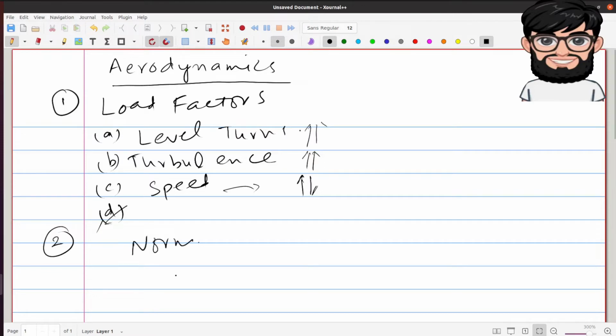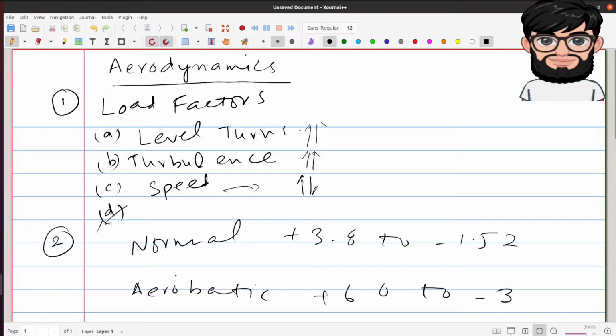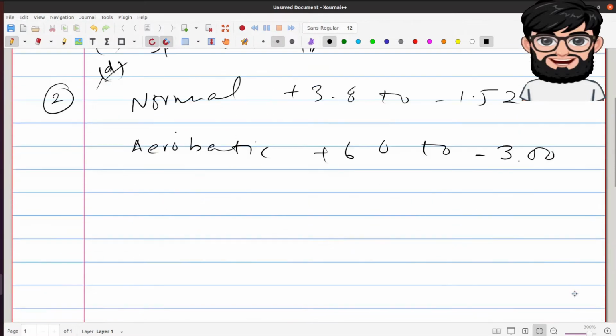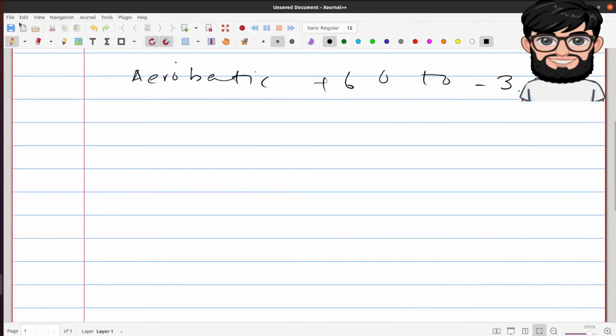For the normal category, it's plus 3.8 to minus 1.52, and for the aerobatic, it's going to be plus 6.0 to minus 3.0. The range in the normal category is less, and these are for the load factors, whereas the range in the aerobatic airplanes is much more. Okay.